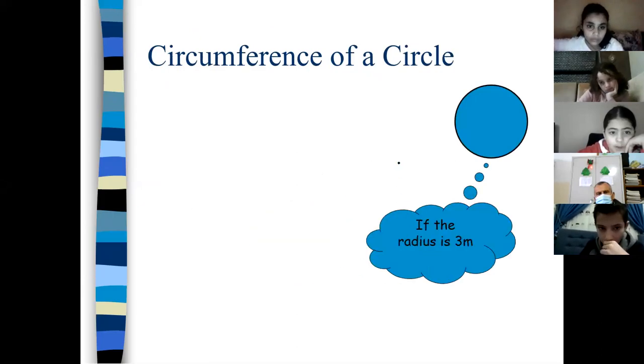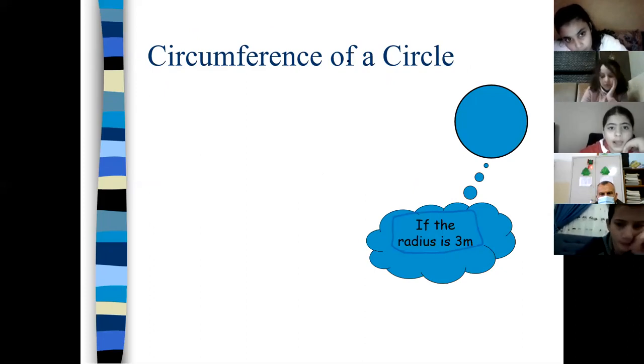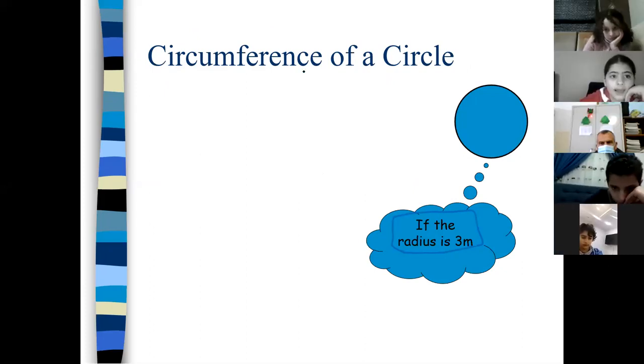Let's find the circumference of this circle. I gave you here the radius. The radius is 3 meters. We will find the circumference of a circle. First of all, we will write the rule. What is the circumference of a circle?